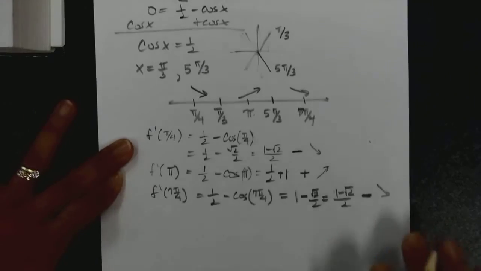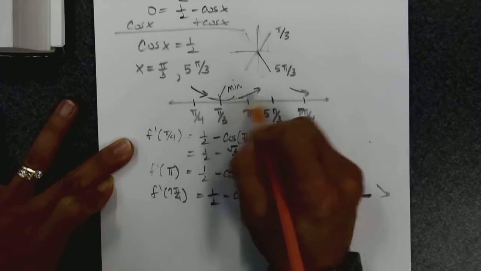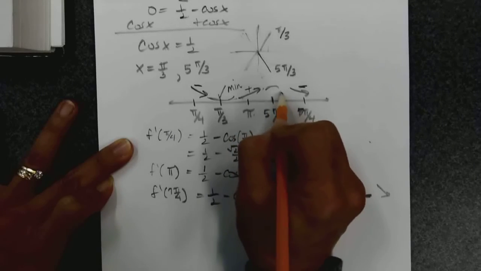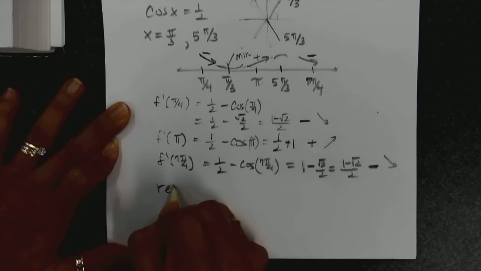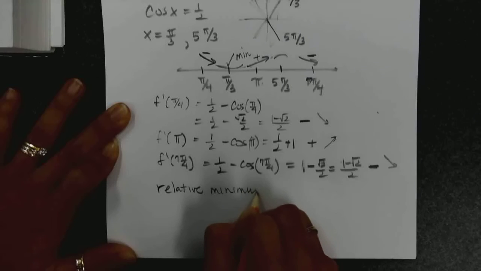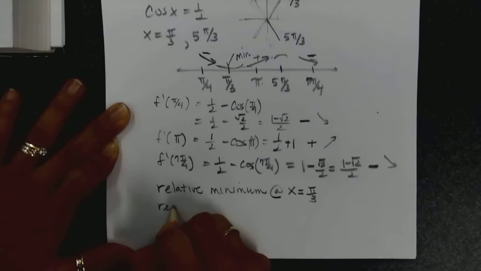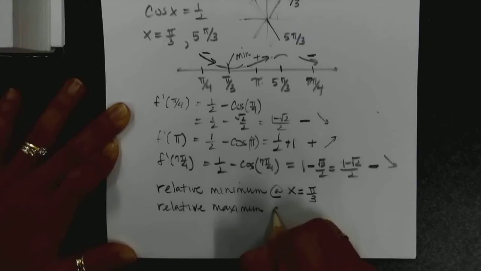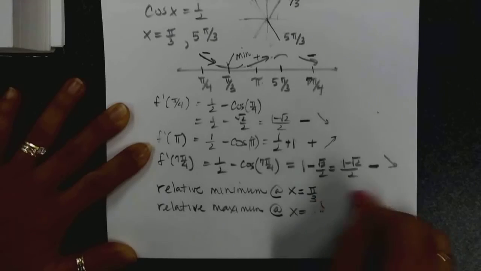So if you look at our number line here, we know that this is a minimum, and this is, so negative to positive, positive to negative. So this one is our maximum at this point. So we have relative minimum at x equals pi over 3, and relative maximum at x equals 5 pi over 3.